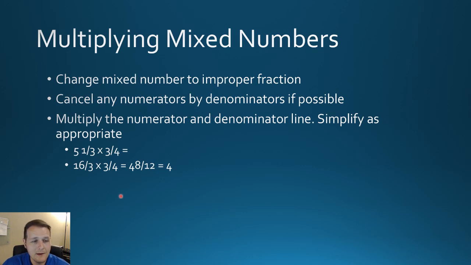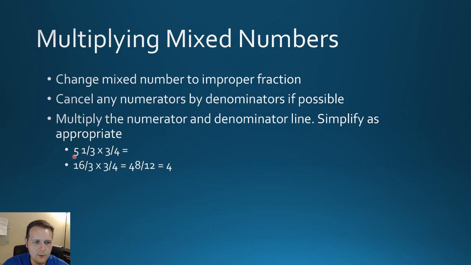If we're going to be multiplying mixed numbers, basically what you want to do is convert those over to an improper fraction, kind of like what we talked about before with the adding and subtracting there. But if we can, try to cancel out any numerators by the denominators if possible. And then at that point, we can multiply it straight through.